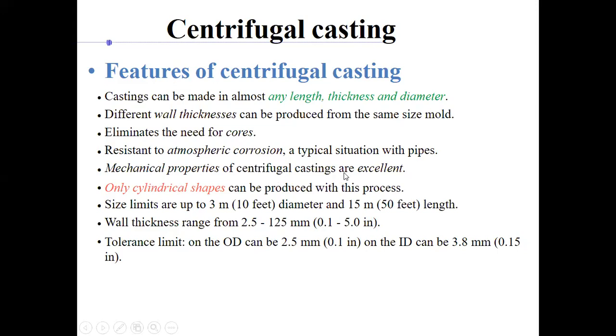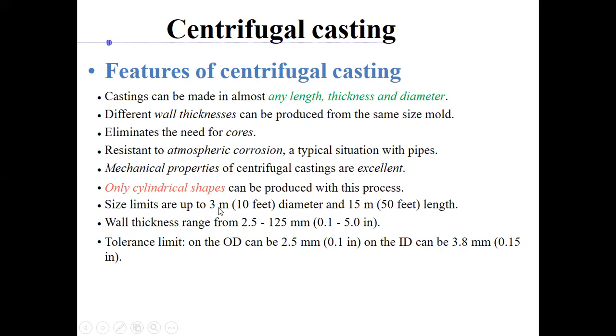Mechanical properties of centrifugal castings are excellent, right? Because of the dense microstructure and the fact that you are able to remove the inclusions. You are able to throw them out to the outer periphery, and then you can machine that away. So that gives you the required mechanical properties. Only cylindrical shapes can be produced by this process, right? That's the disadvantage, you can say.